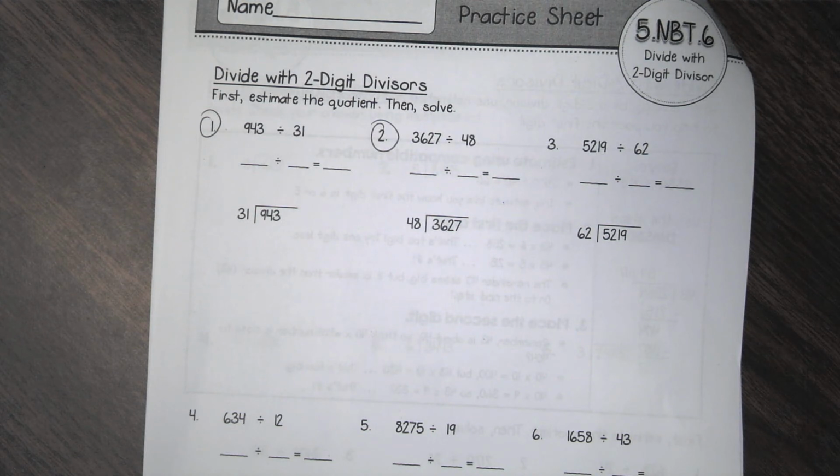Okay, so 31 going into 9. So 94. You've got to figure out the times. 31 times 2, 31 times 3. Just figure out what the numbers are. Guess and check method.